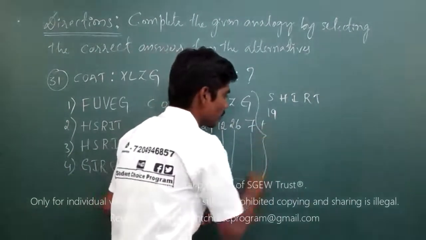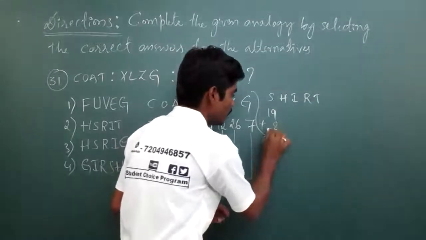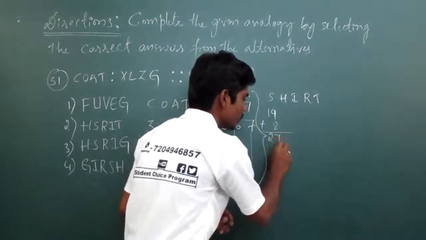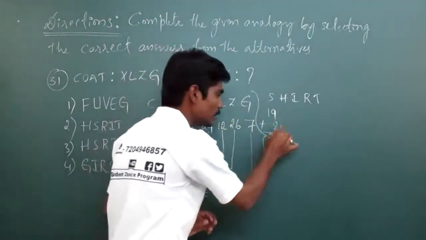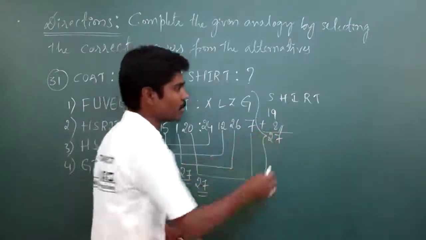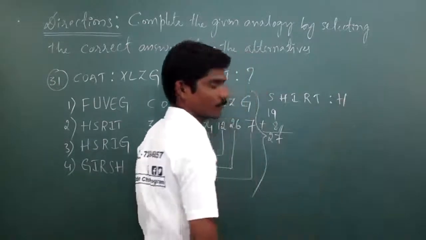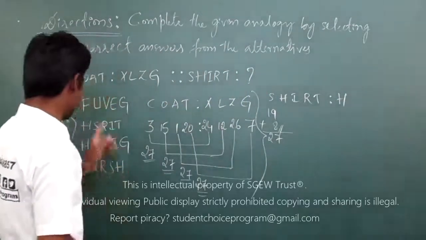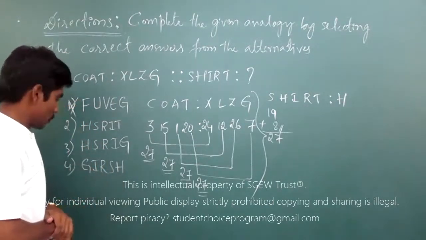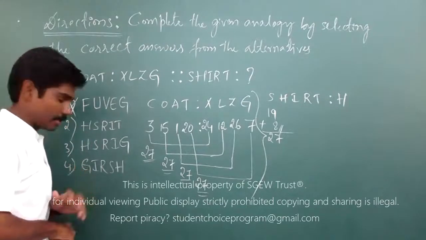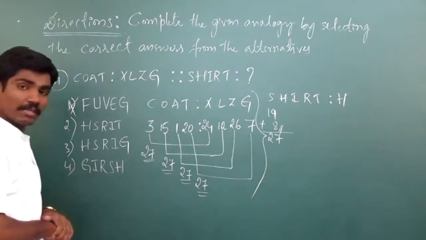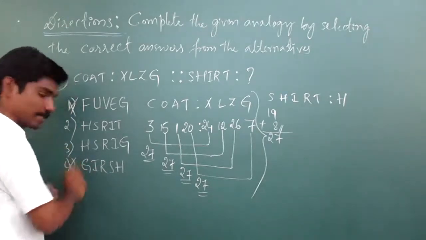I should add how much? 8. Right? If I add 8 to the 19, what will I get? I'll get 27. Now what is the letter that has position 8? Obviously it is H. Now look at the options. The first option is starting with F. That will be wrong. The second is starting with H. I will consider. The third is starting with H. Again I will consider. But the fourth is starting with G. Again I will delete this.